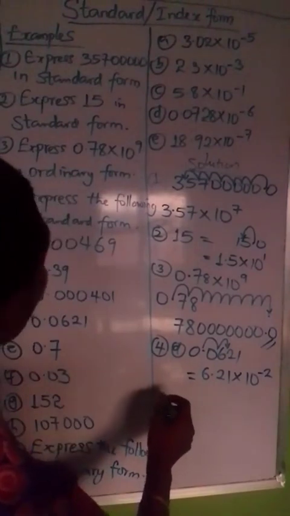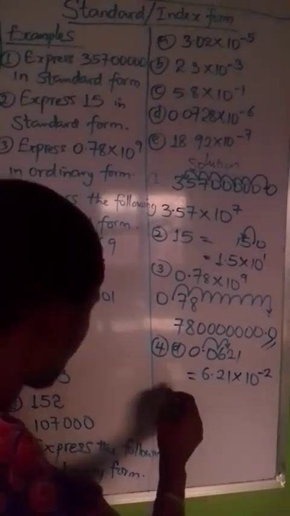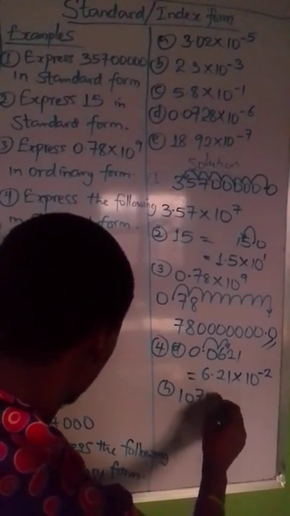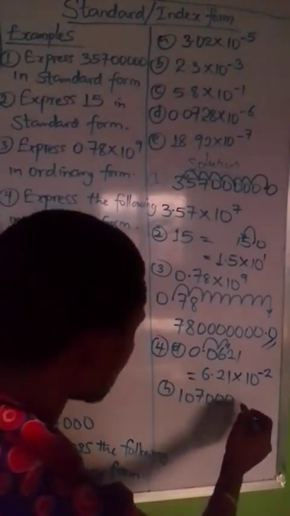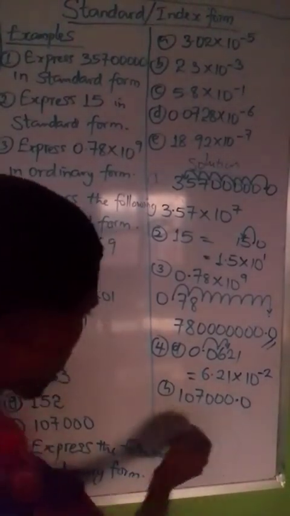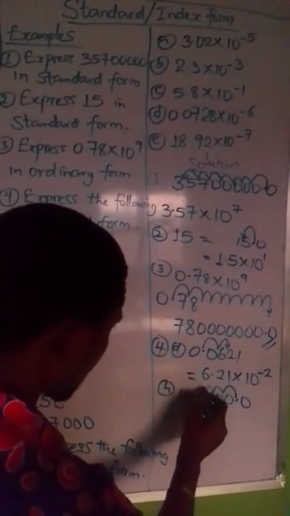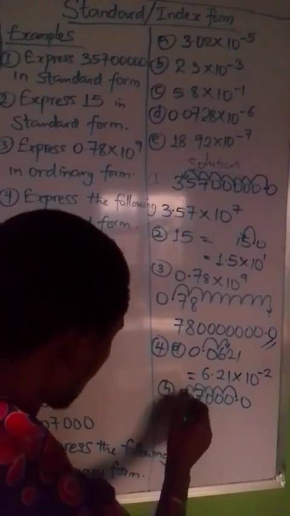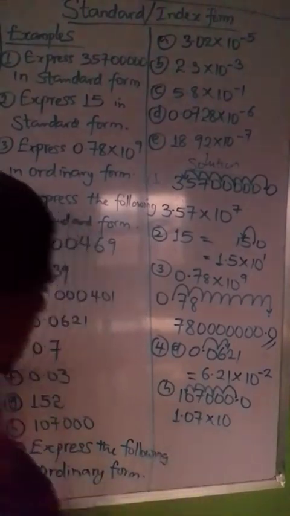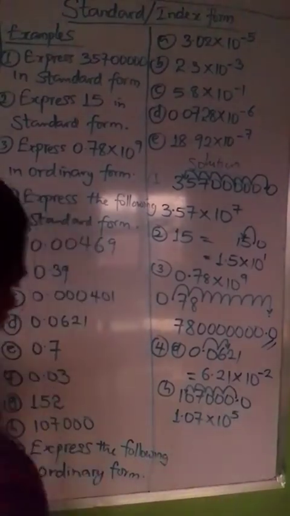Let me try question H. So 0.0107. So my point will move towards behind. So it moves 1, 2, 3, 4, 5. So 1.07 times 10 to the power what? Because it's moving 5, it's 10 to the power minus 5.